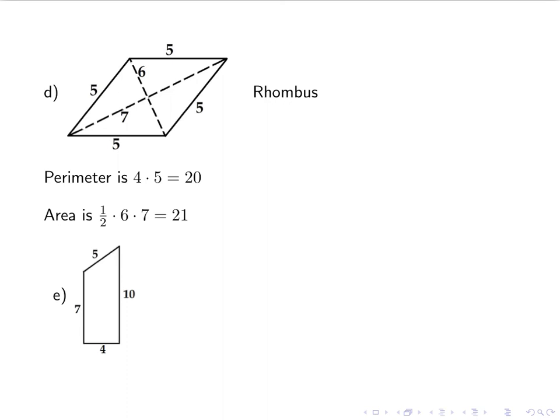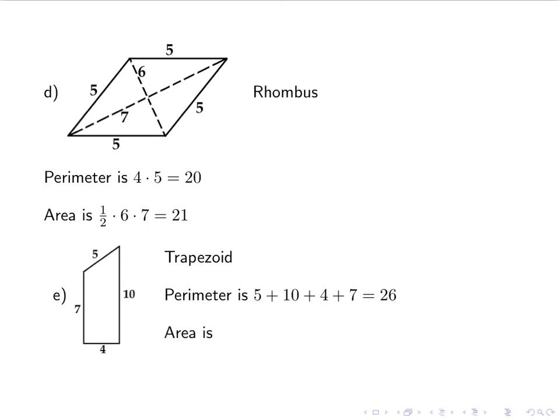And then lastly, this is a trapezoid. It is kind of sideways from the picture that we saw earlier. But for the perimeter, that's not going to matter. It's just the distance around. So 5 plus 10 plus 4 plus 7. That gives us 26. And now the area.